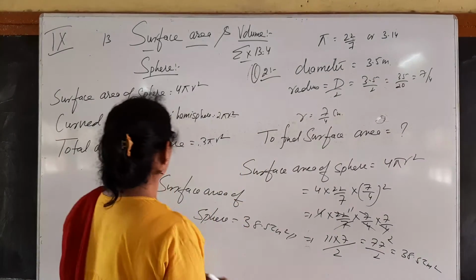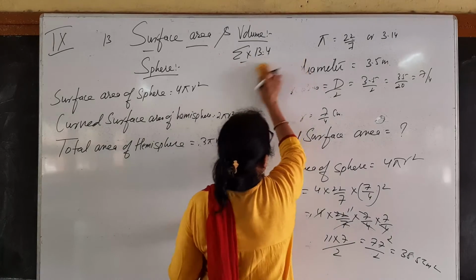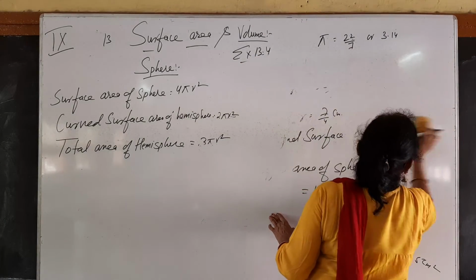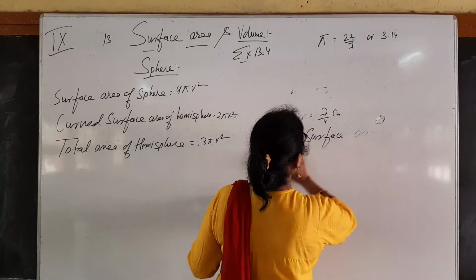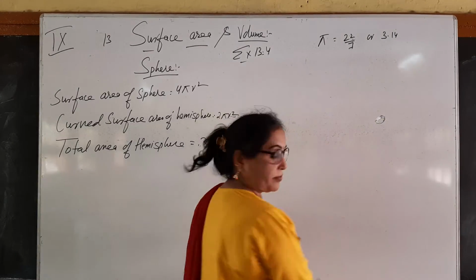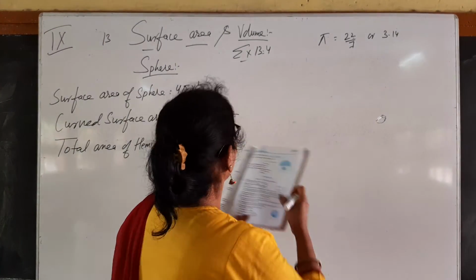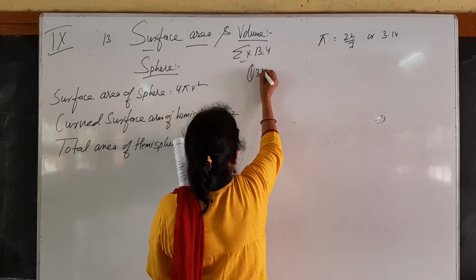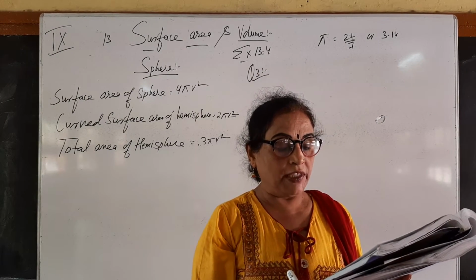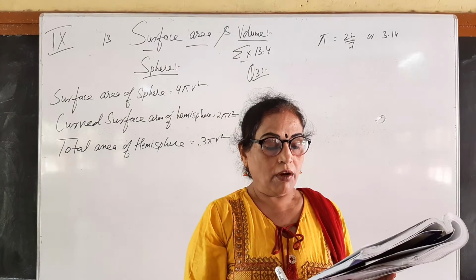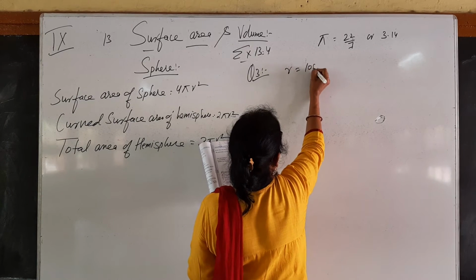Now next we will do question number 3. In question number 3, what is given? Find the total surface area of hemisphere of radius 10 centimeter. Radius is given 10 centimeter.